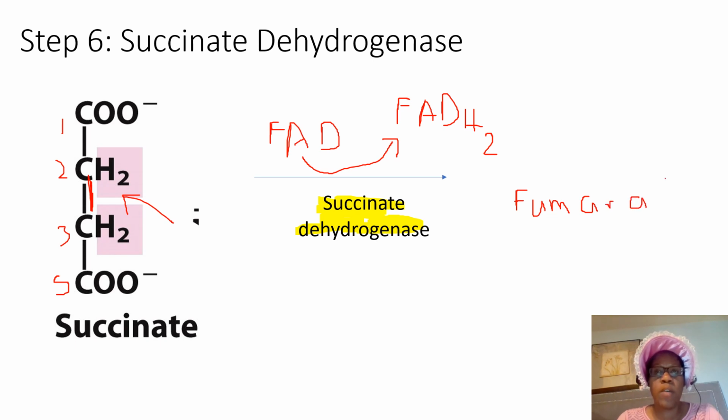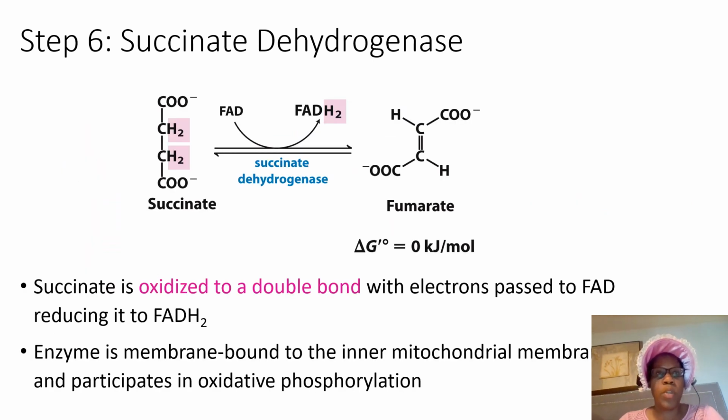So we have a 4-carbon compound. We're keeping up with our 4-carbon compound from now on because we know that oxaloacetate is only 4 carbons. So here's a full reaction of step 6, utilizing the enzyme succinate dehydrogenase. The succinate is oxidized to a double bond, and passes the electrons to FAD, reducing it to FADH2, creating our fumarate. This enzyme is membrane bound to the inner mitochondrial membrane and participates in oxidative phosphorylation. So we can see this enzyme utilized later.